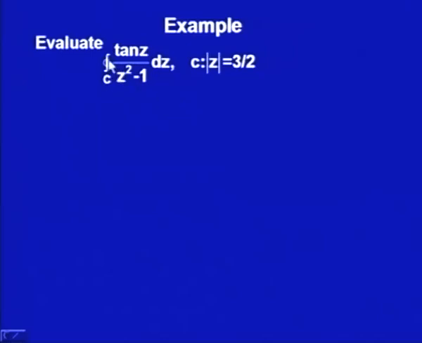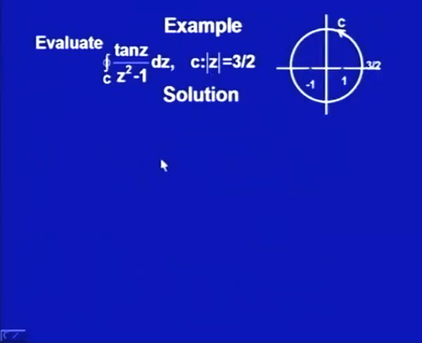Evaluation of the integral of tan z upon z square minus 1 on the contour C, where the contour C is the circle centered at 0 with radius 3 by 2. See how we are going to solve it. Let us first see what our contour is. Our contour is this circle with radius 3 by 2 centered at 0. Let us see now this function, tan z upon z square minus 1, this integrand. We see that this function is again of the form p(z) upon q(z).